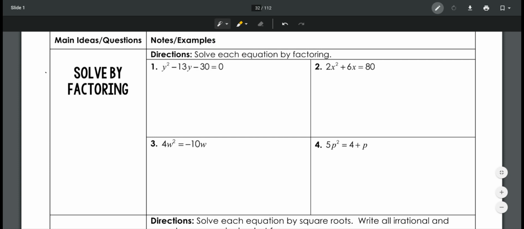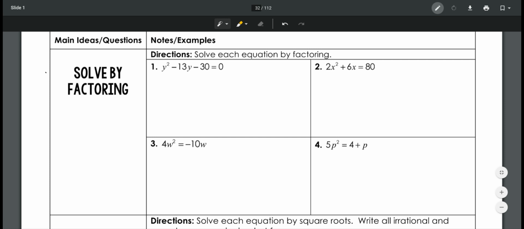So in this video, we're going to solve equations by factoring. And we only have 4 examples to do, so it should not take too terribly long. In order to solve an equation by factoring, the first thing you need to do is set the equation equal to 0. So in number 1, notice that the equation is set to 0.